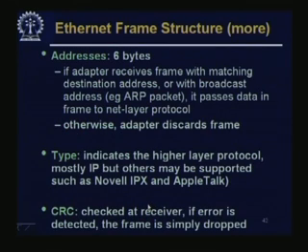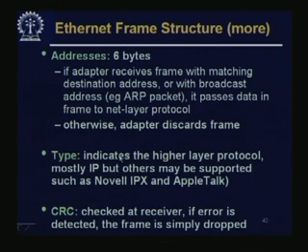Then we have an address of 6 bytes. If the adapter receives a frame with a matching destination address or with the broadcast address, for example, an ARP packet, it may be broadcast or it may be multicast or it may be unicast. What is ARP? It is the address resolution protocol. We will discuss this in the next lecture. So, it passes the data in the frame to the network layer protocol, otherwise the adapter discards the frame.